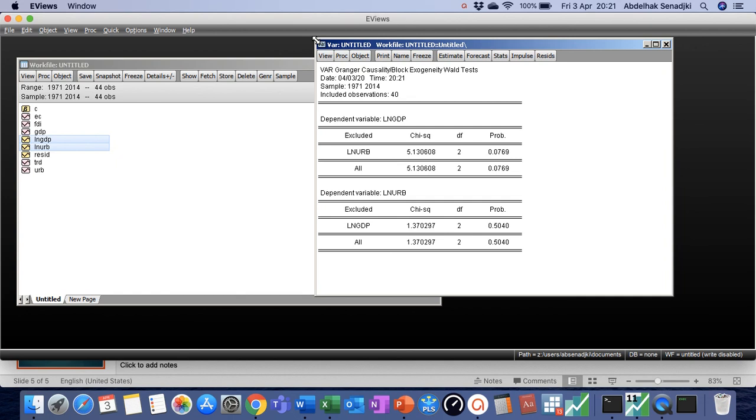Second, vice versa, if we put urban population as dependent and GDP as independent, then the probability is more than 0.05 and also more than 10%. So here we cannot reject the null hypothesis and we have to accept the null hypothesis. Therefore, there is Granger no causality from GDP to urban.